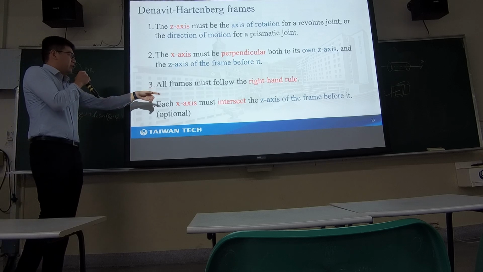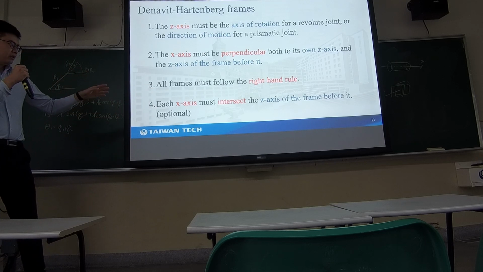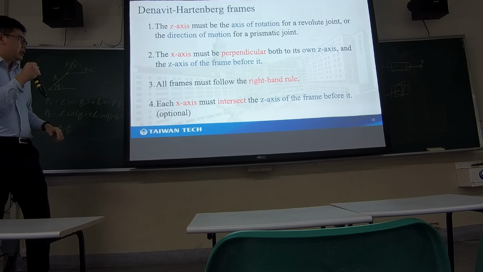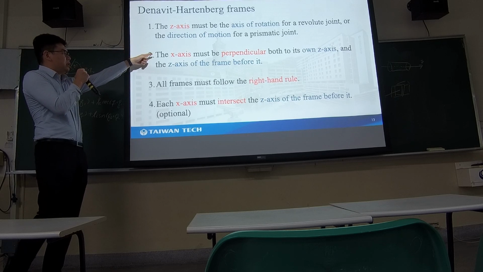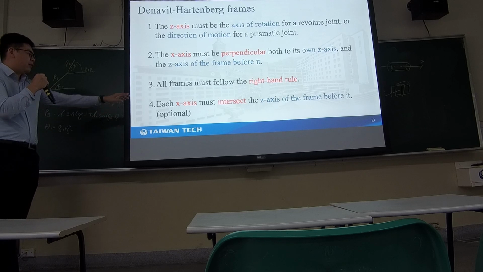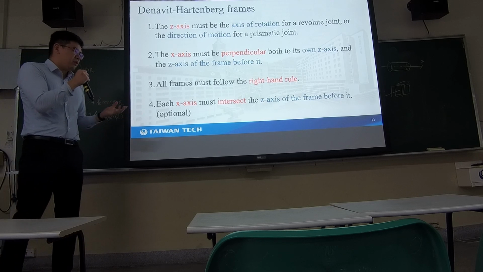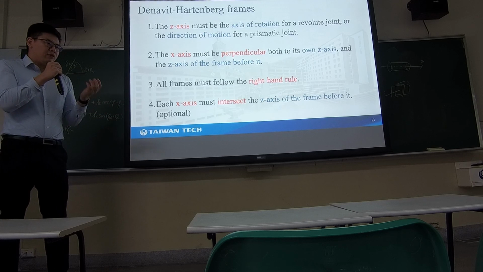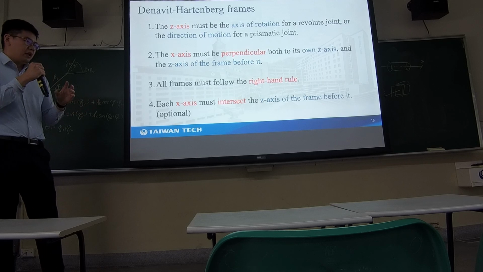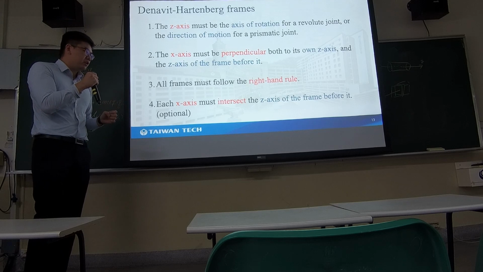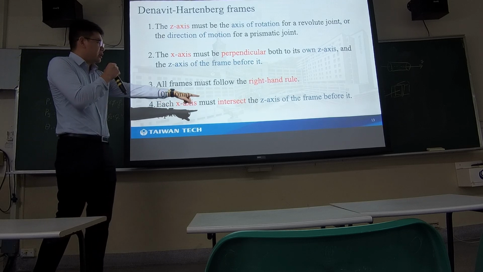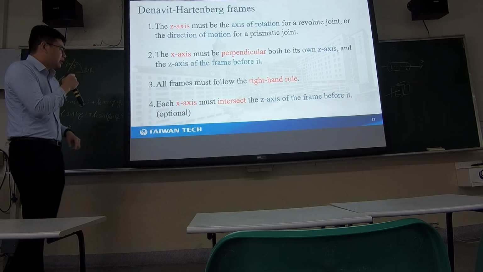And the third one is that all the frames must follow the right-hand rule, and this is for calculating the y-axis direction. So you have the z and you have the x. Through the right-hand rule, you can get the y-axis. And the fourth one will be optional. Some of you found some coordinate frames on websites or in other papers that have been shifted to different positions. This is why they shifted. Each x-axis must intersect the z-axis of the frame before it.